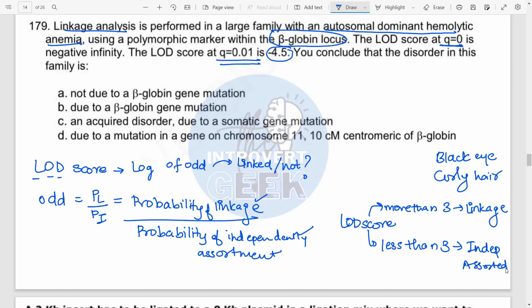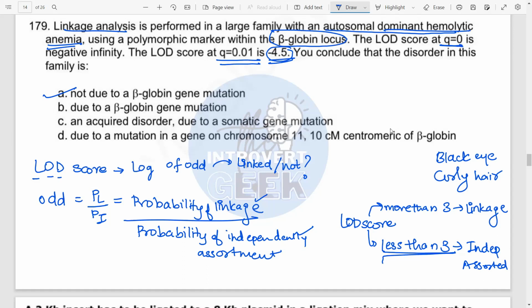In this case, they are telling you the LOD score is minus 4.5. That is definitely less than 3. Less than 3 means that this particular beta locus is not actually related to the autosomal dominant hemolytic anemia. So it is not due to a beta globin gene mutation. How did we come to know? Because the LOD score is less than 3. A score less than 3 means that these two are independently assorted. They are not linked to each other.